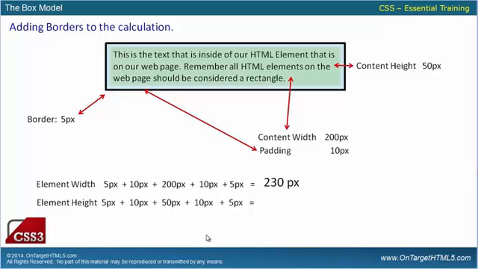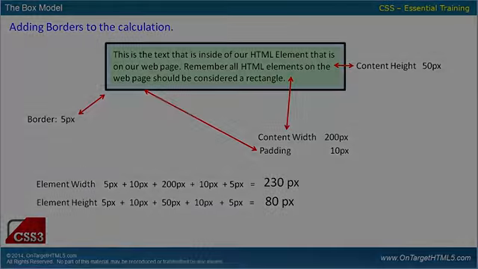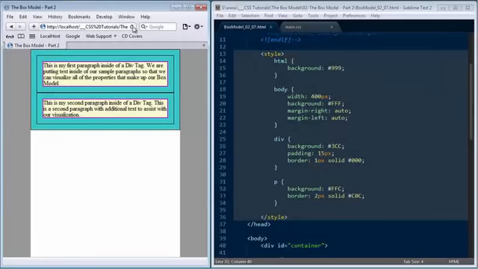We have 5 pixels of border on the top, 10 pixels of padding on the top, our 50 pixels of content height, our 10 pixels of padding on the bottom, and our 5 pixels of border on the bottom is going to give us 80 pixels of content height. So it's very important that we remember that we've got to calculate this padding and this border into the size of these actual elements. So we're increasing the area that's being taken up now by the width and height of these elements by adding padding and border to these.